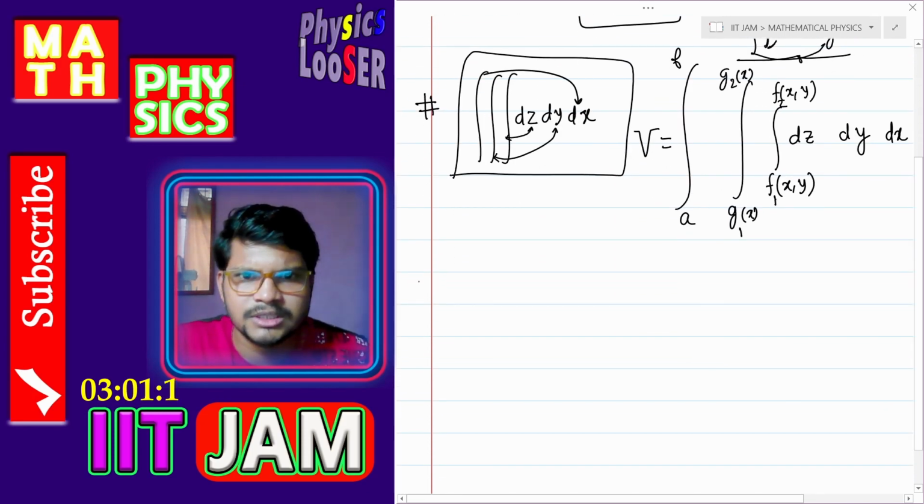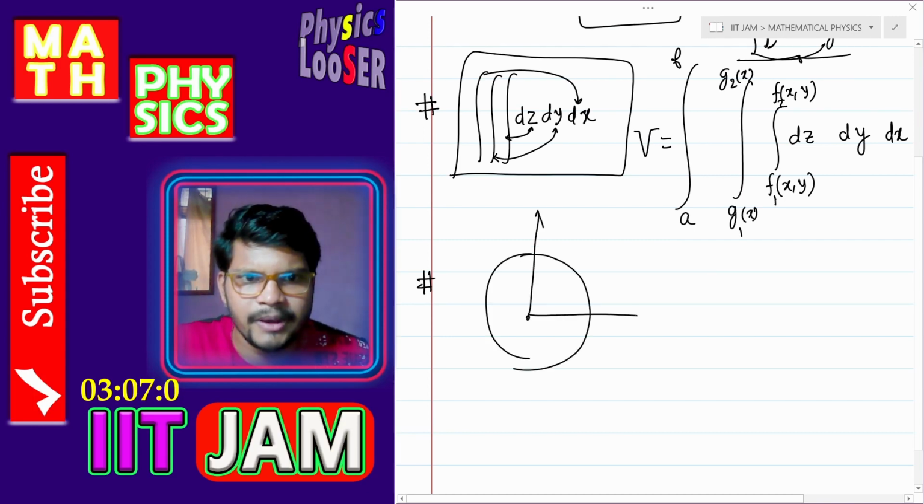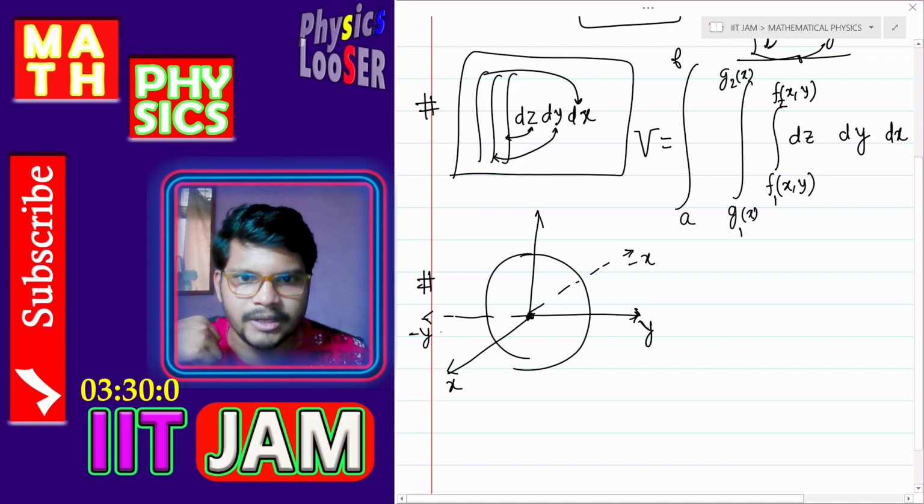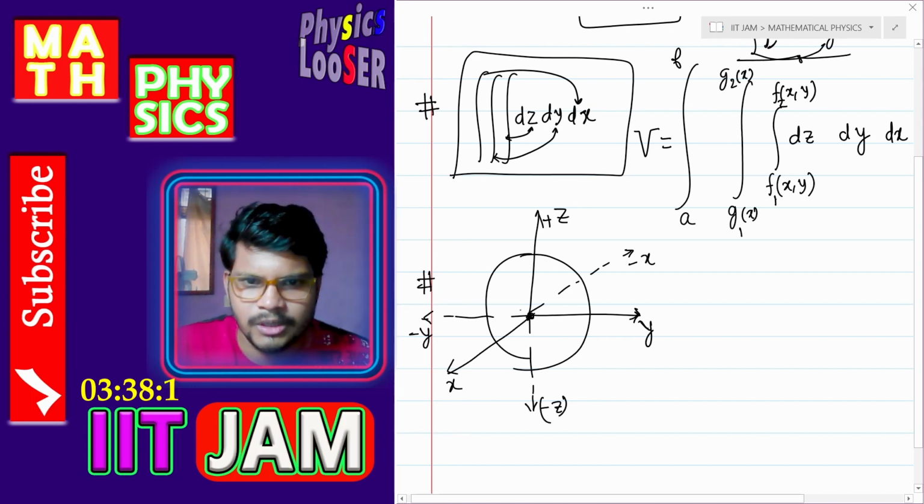For example, suppose you have a sphere. A sphere is a 3D region, which spans the three-dimensional space. Usually, when selecting the coordinate system, it will look like this. The axis coming out of the screen is x, and going inside is minus x. Going right, you will have y, and going left would be minus y. Going above is plus z, and going downwards is minus z. So this one is x, this is y, and this is z.